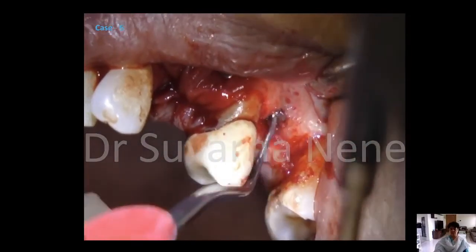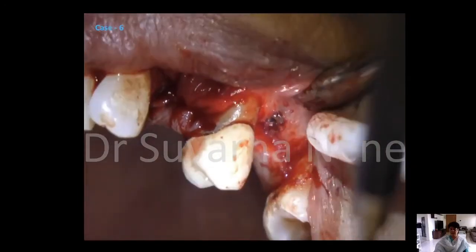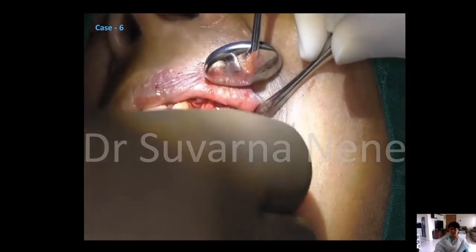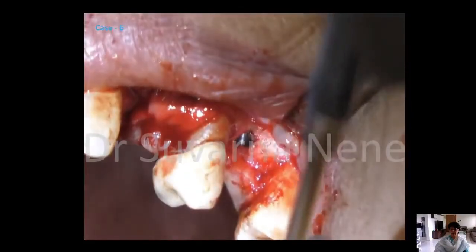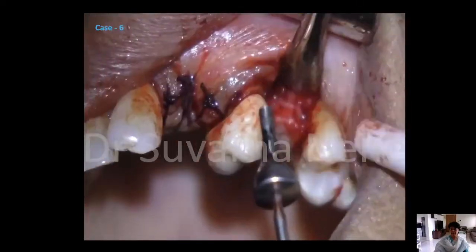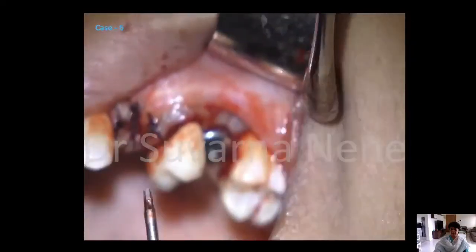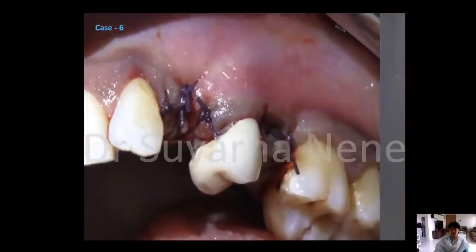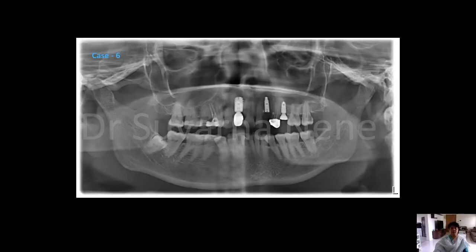So we're placing a former there, because anyway we have taken an incision and opened the whole thing. So remove the cover screw and place a former there. And close the whole surgery. Okay. And this is a post-operative image.